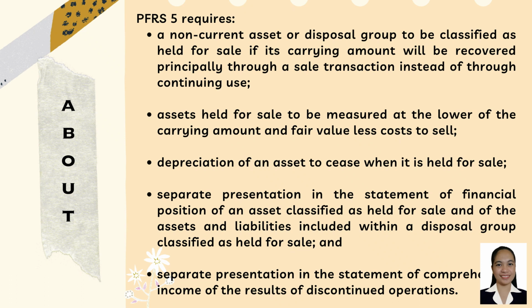Then the depreciation of an asset is to cease when it is held for sale. Another one is the separate presentation in the statement of financial position of the asset classified as held for sale and of the assets and liabilities included within a disposal group classified as held for sale, and the separate presentation in the statement of comprehensive income of the results of the discontinued operation.